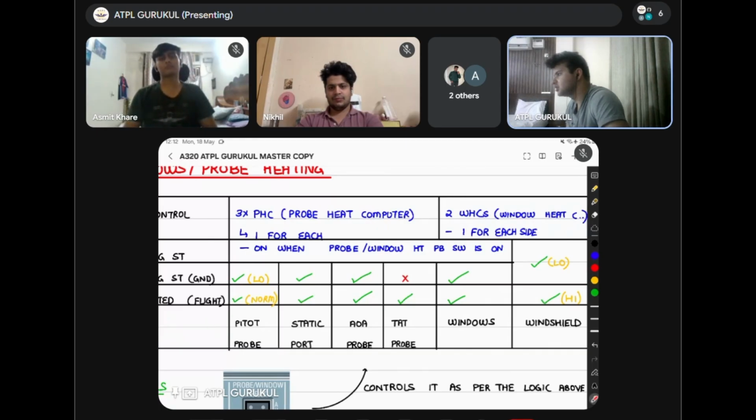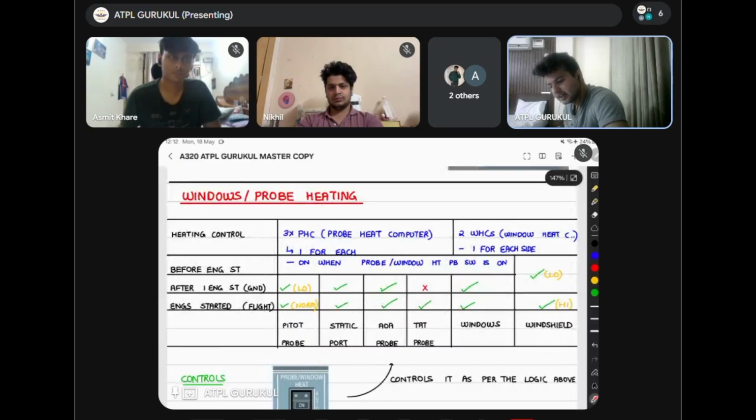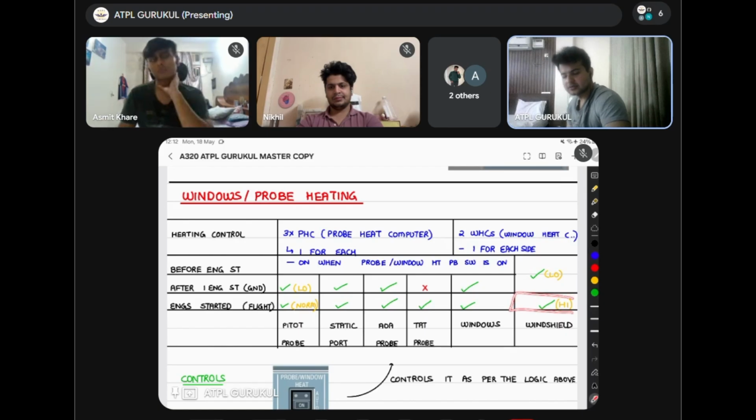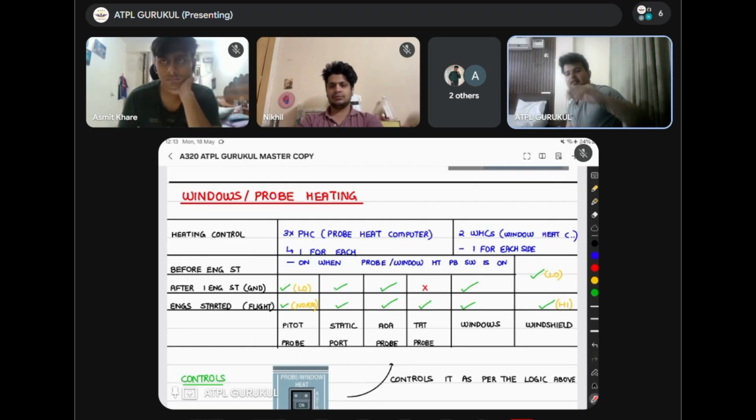Now let's talk about the window heating system. Okay, see, windshield is one thing which is always heated. जैसे पिटोट में लो और नॉर्मल था, सिमिलरली यहाँ पे भी लो और हाई है. High when you are in flight. Even when you are on ground, you touch the windshield, it's hot. When you are outside, it tells you the temperature is -50 degrees Celsius, but at that point even if you touch your side window, it's hot in the air.